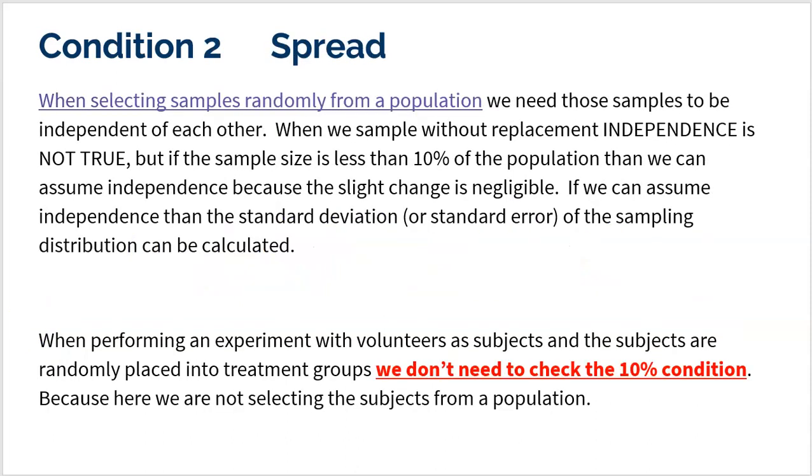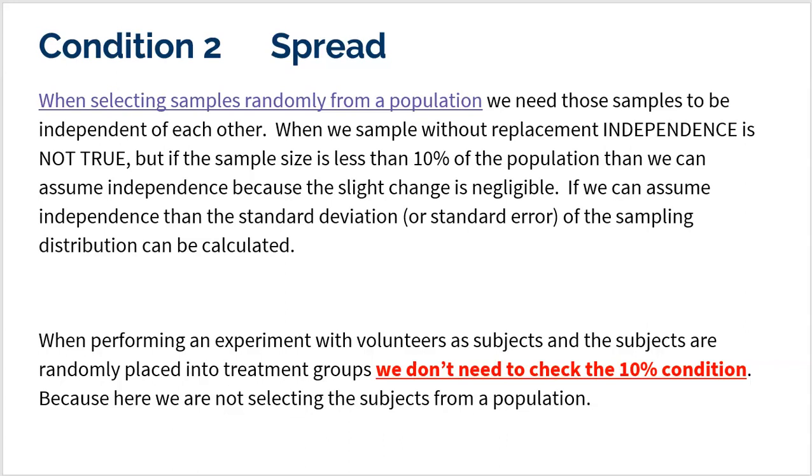All right, let's talk about spread because that is why we need condition 2. Condition 2 says when selecting samples randomly from a population, we need those samples to be independent of each other. Well, when we sample with replacement or without replacement, independence is actually not true. Because if you don't replace the people you just sampled back into the population before you take another sample, you have actually changed the population because you've left those original people out.